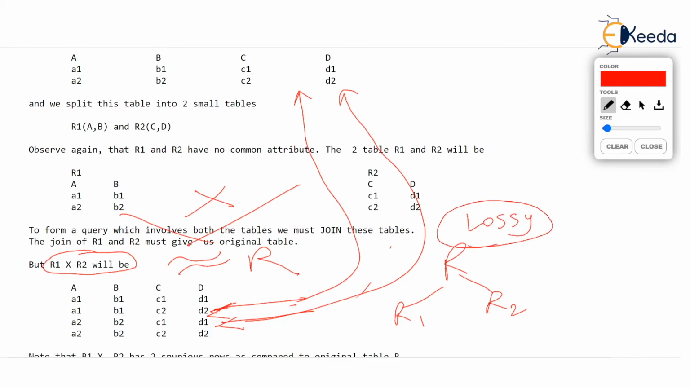I repeat, lossy doesn't mean that we are going to miss out some tuples from the original table. We will get all the rows of the original table, but we will get some extra data, extra rows, spurious rows. And that's why this decomposition is wrong. It is lossy.